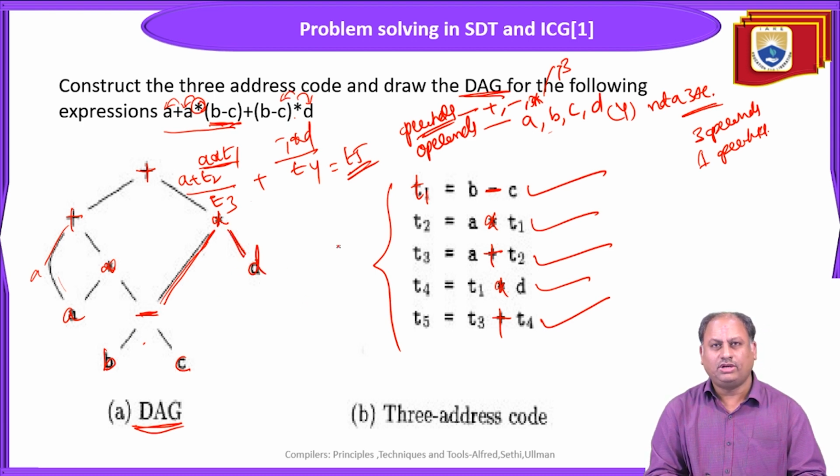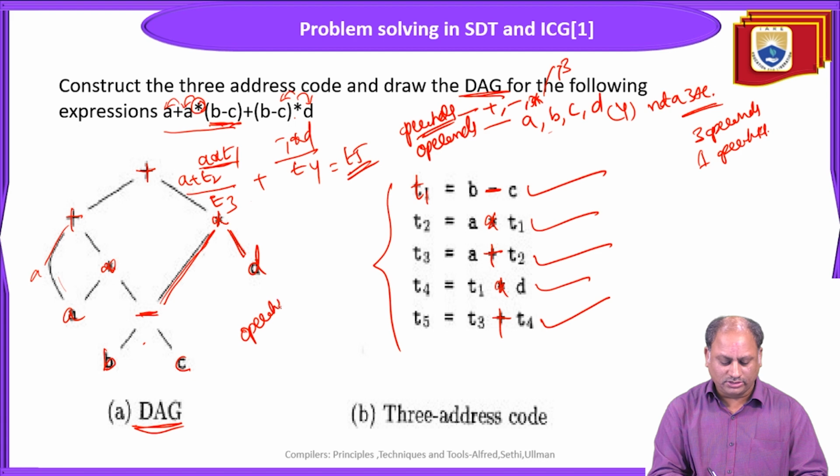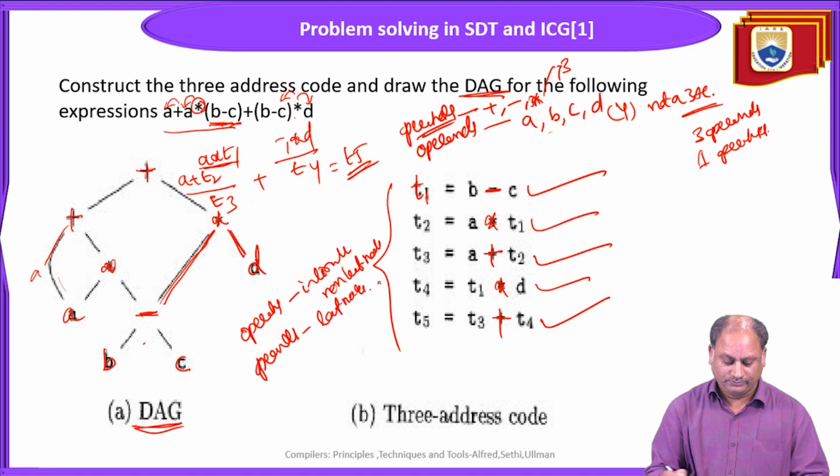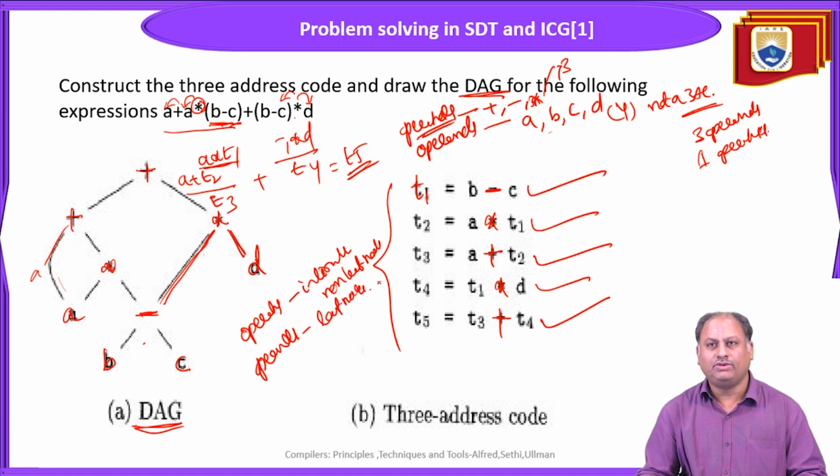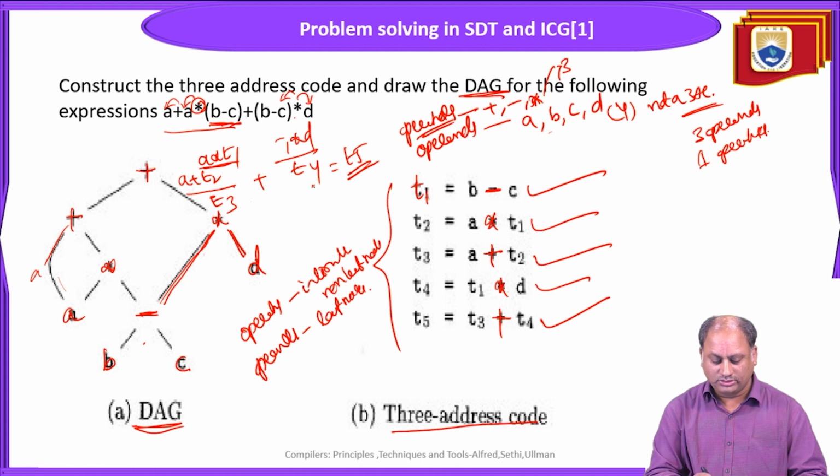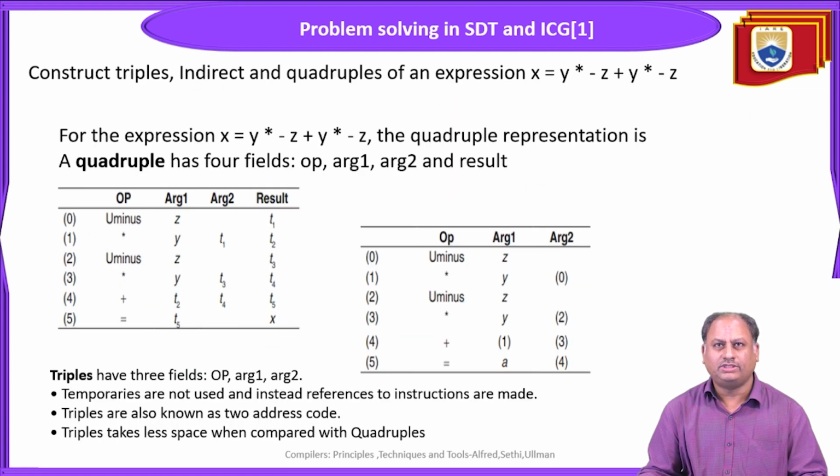In this way we represent a DAG, where operators are written as internal nodes, that is non-leaf nodes, and operands are written as leaf nodes. So this expression is not a 3-address code. We split it into 3-address code, and then formed a graph representation.